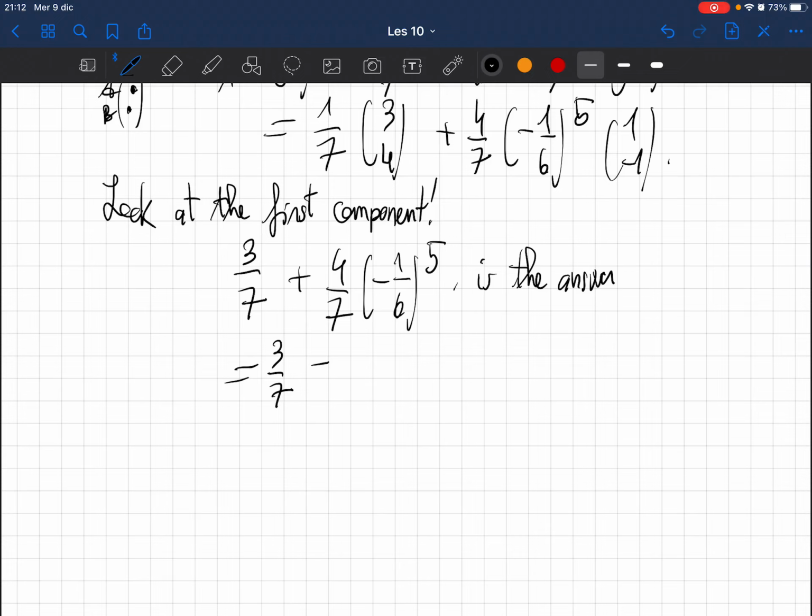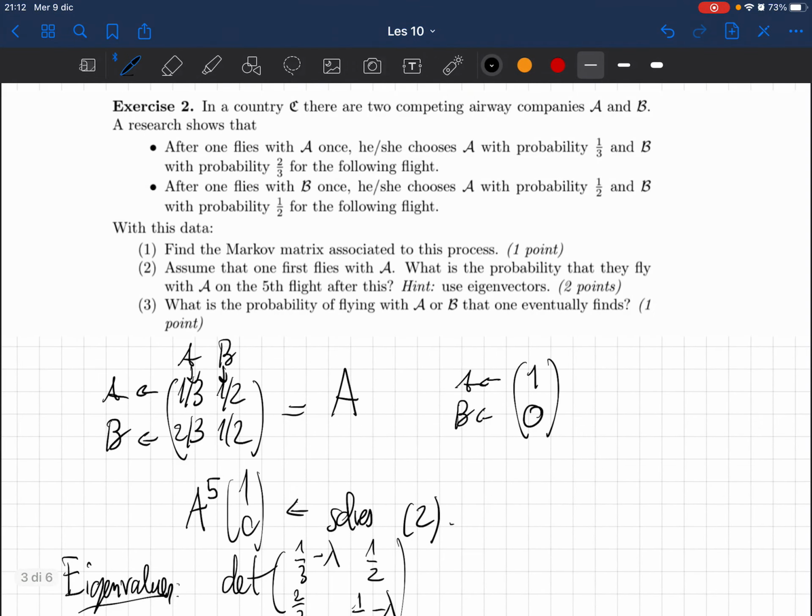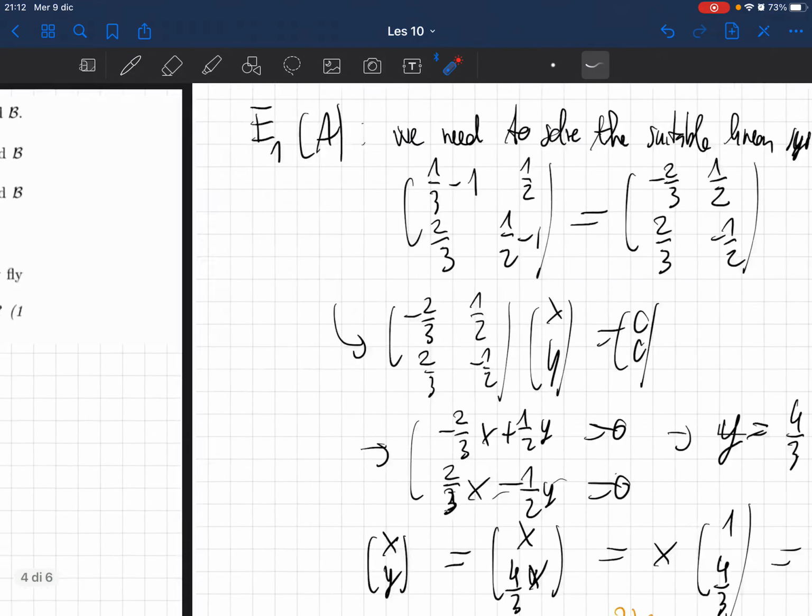So, namely, well, I don't know, 4, 7 times like this, and then you can compute it. Okay, this is it for the second question here. So we used eigenvectors and we did a computation in a clever way.